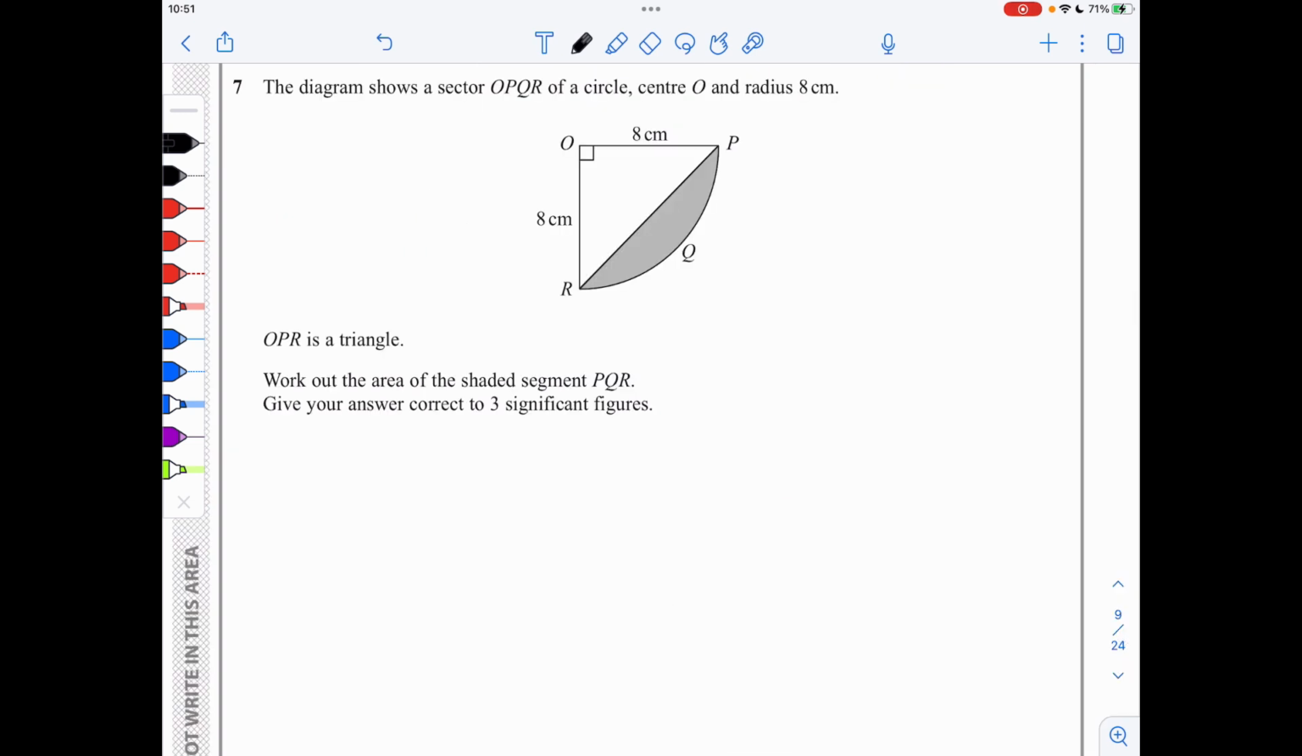In 7, we need to find the shaded area here. This is simply the area of this sector, which happens to be a quarter of a circle, take away the area of this right angle triangle. So the shaded area will be the sector, and it's a quarter of a circle. So a quarter pi r squared, with the radius being 8, minus the area of the right angle triangle OAP, which is 8 times 8 over 2. Plug everything into the calculator, we'll get 18.3 square centimeters.